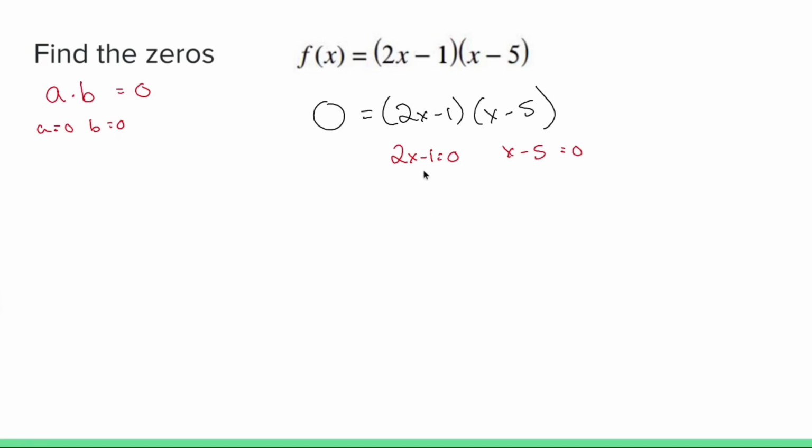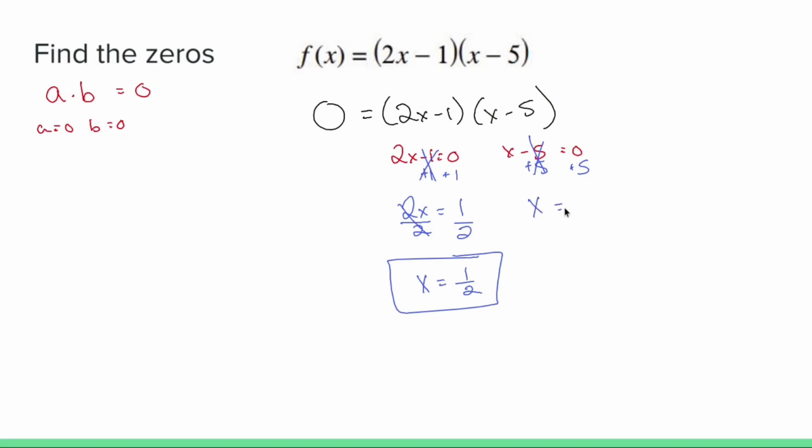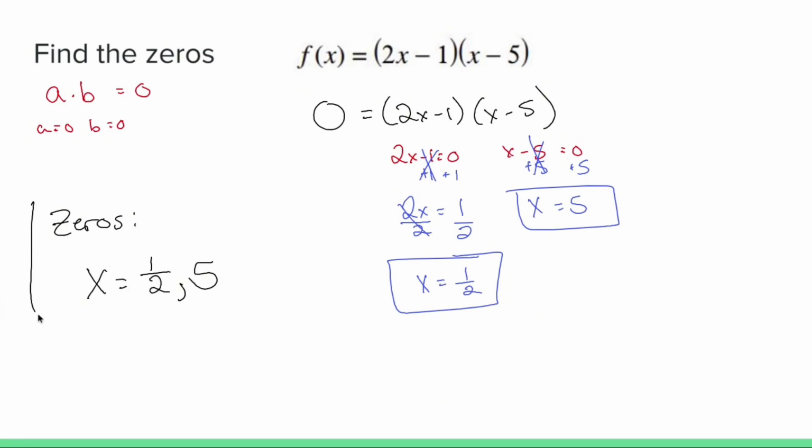For the one on the left, I add 1: 2x equals 1. Divide by 2, x equals 1/2. That's one option. For this one, you add 5, and of course you probably could have looked at this and said, oh, that's just x minus 5, so the answer is x equals 5. That's my second option. So my zeros are going to be x equals 1/2 and also x equals 5. And that is how you do it.